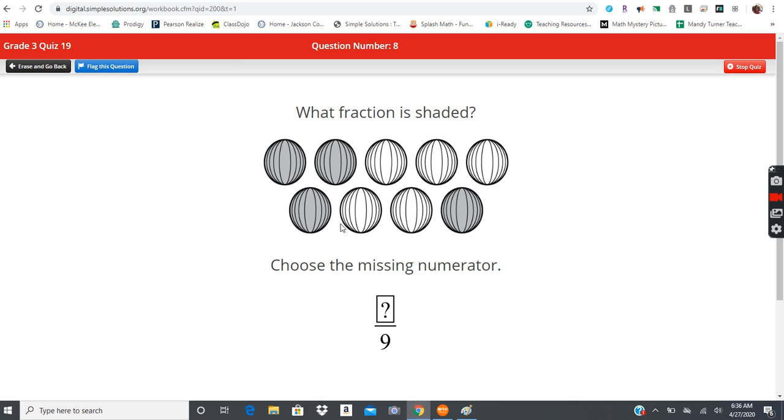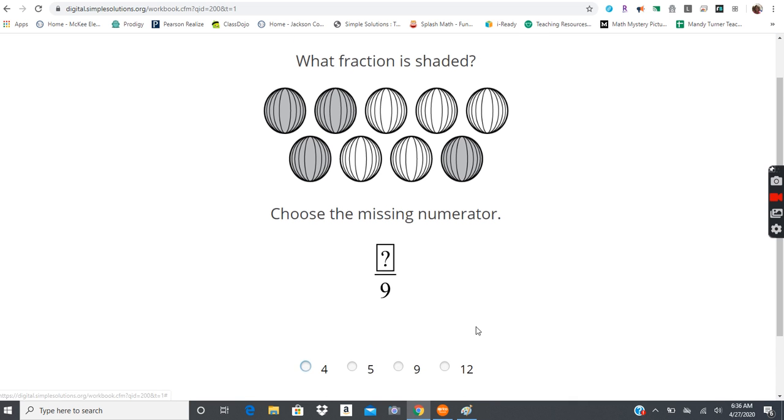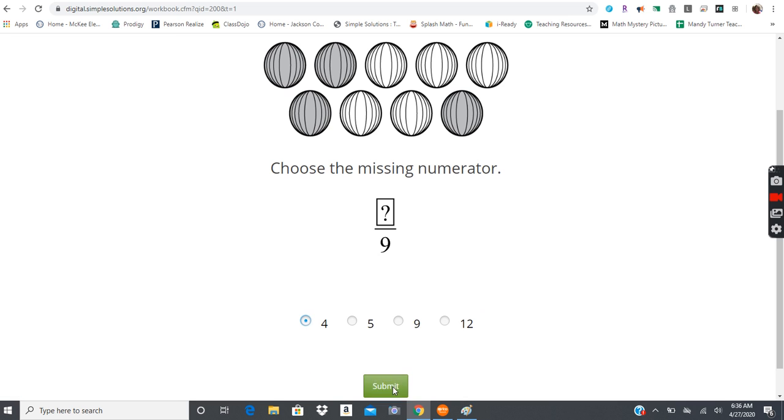What fraction is shaded? They already have our denominator because there are 2, 4, 6, 8, 9 in all. And the part that's shaded would be 1, 2, 3, 4. So choose the missing numerator. It is 4.